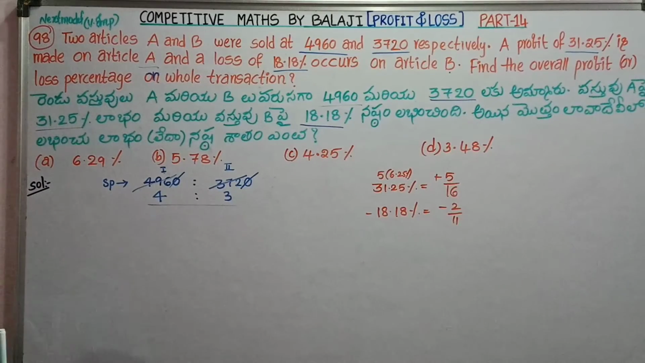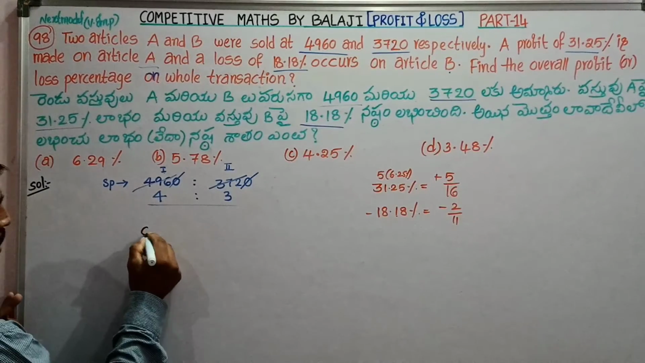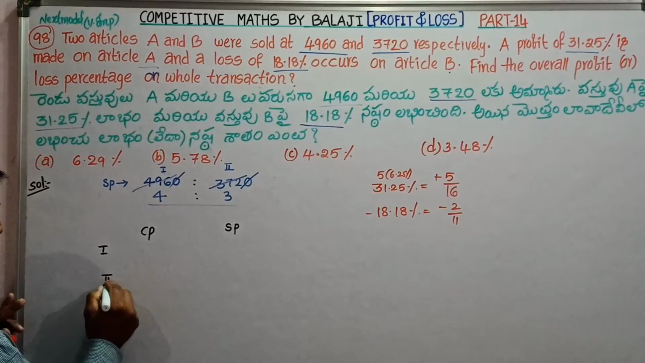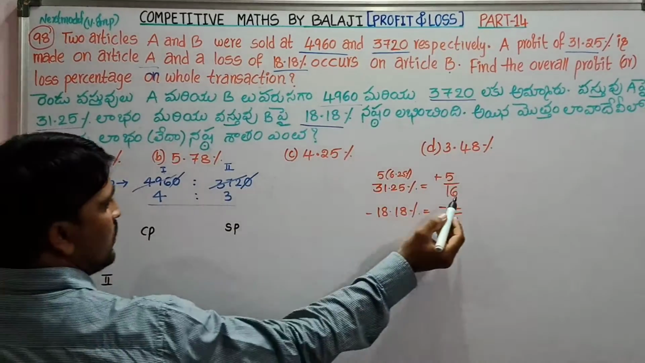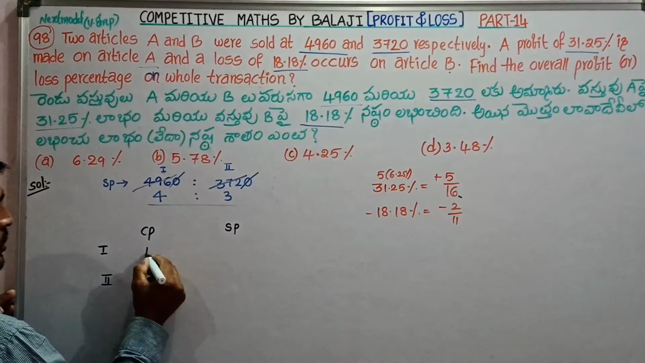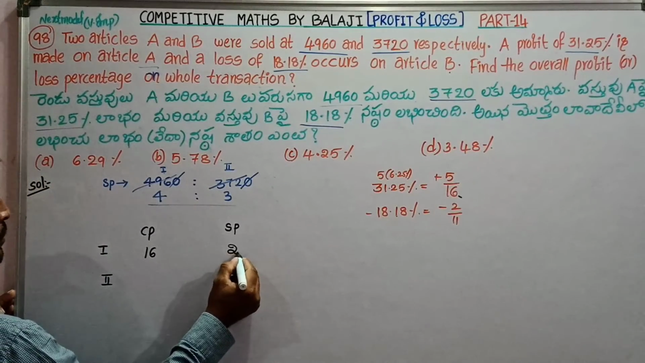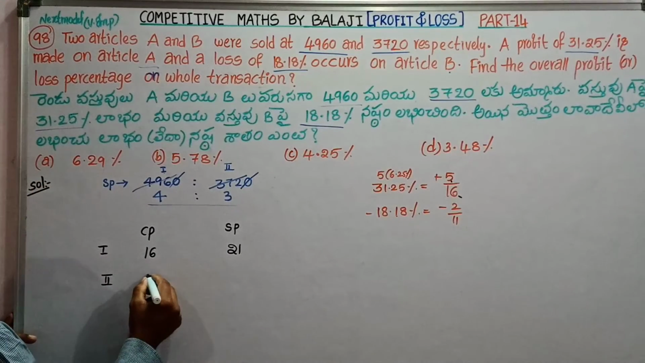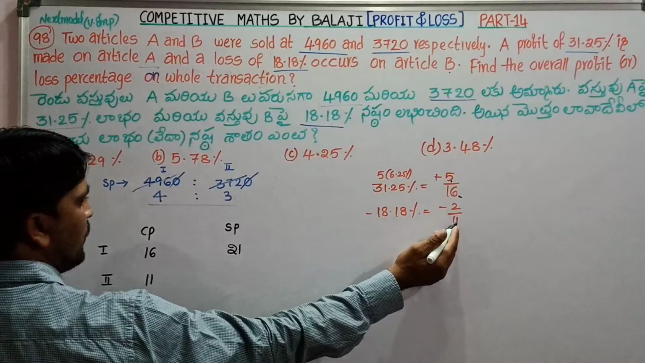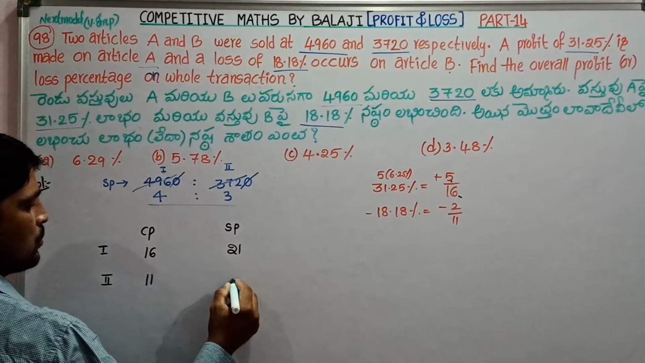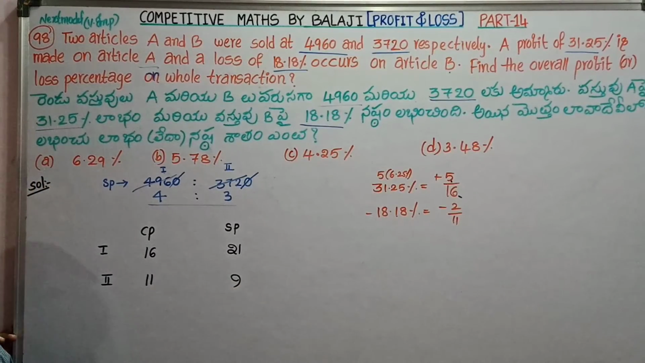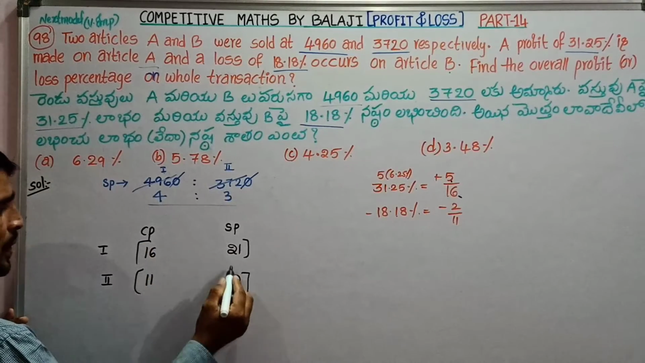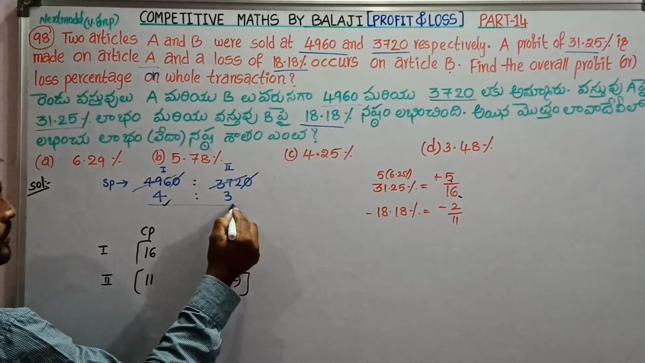Now consider CP and SP of first article and second article. If CP of first article is 16 units, then SP is 21 units as there is a 5 units profit. Similarly, CP of second article is 11 units and we get 2 units loss, so SP is 9 units. Okay? Yes. But SPs are in the ratio 4:3.